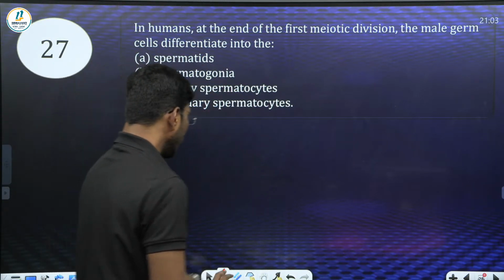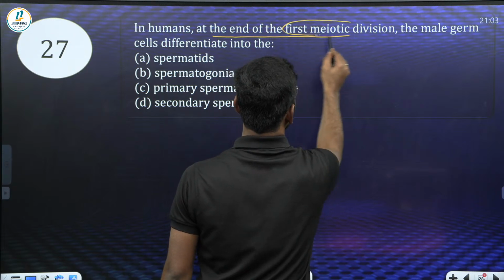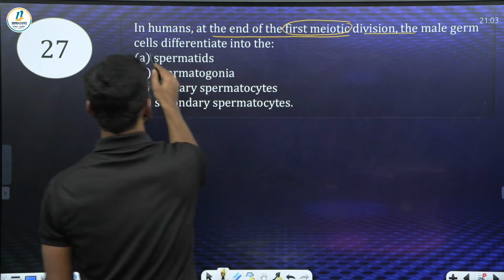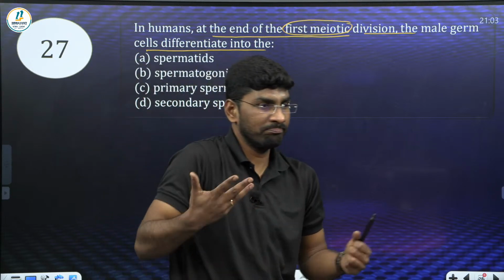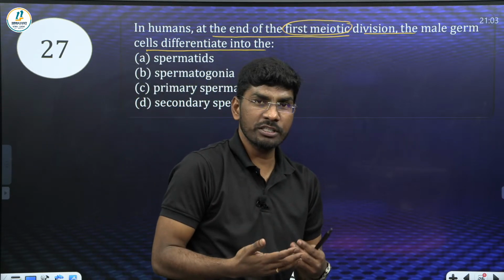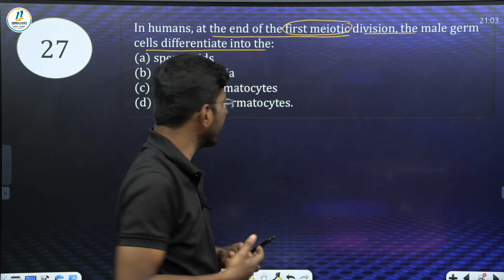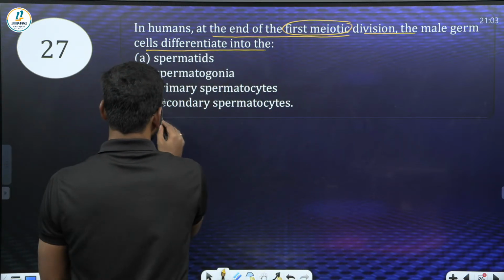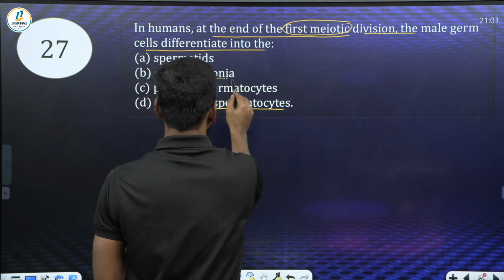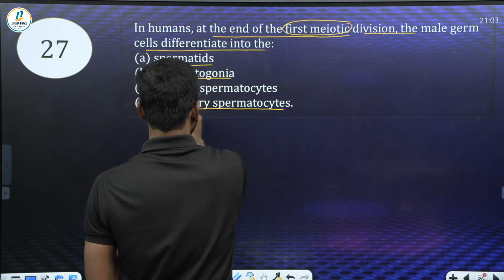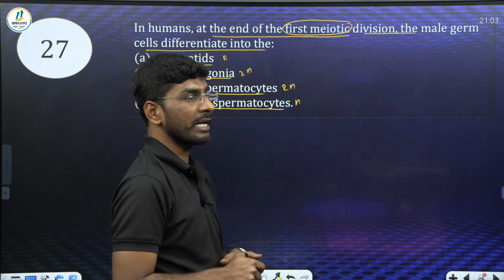Simple question. In a human, at the end of the first meiotic division, the male germ cells differentiate into what? First meiosis. Yes, good. After the first meiosis, the secondary spermatocyte. First spermatogonia, then after that, primary spermatocyte. So 2N, N. You got my point? Secondary spermatocyte.